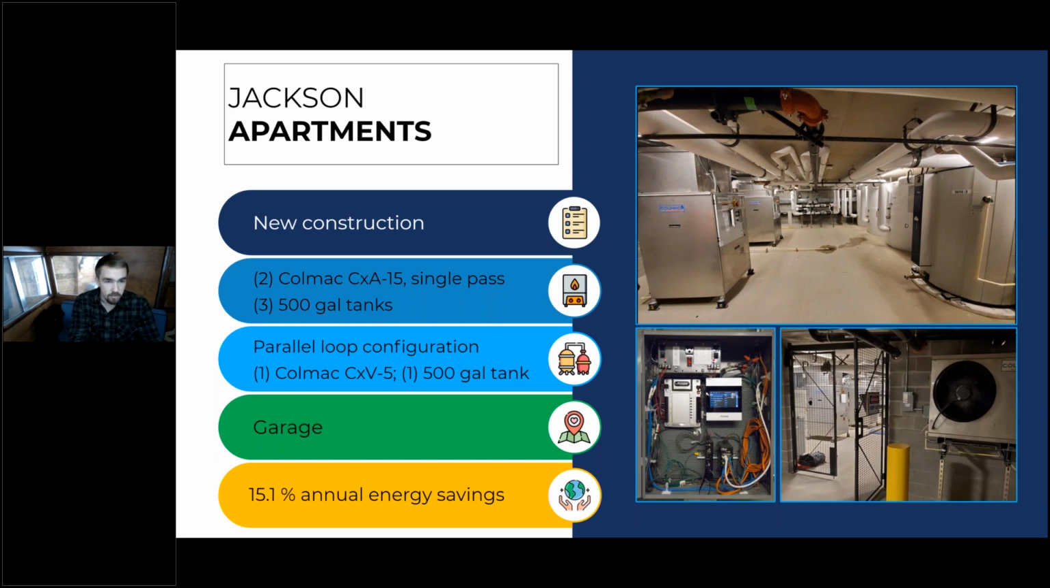And because we implemented this heat pump system in this highly efficient building, we were able to see 15% annual energy savings of the entire building because we have such efficient water heating equipment here. Water heating is about a quarter of the overall building usage. So it makes a big difference when you're doubling or tripling the efficiency of your water heating system.